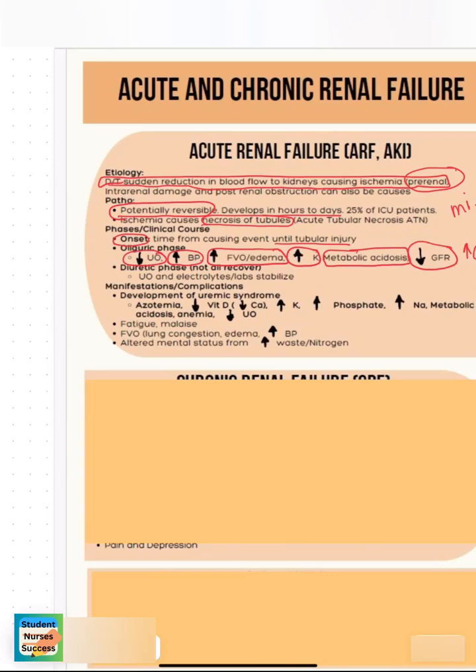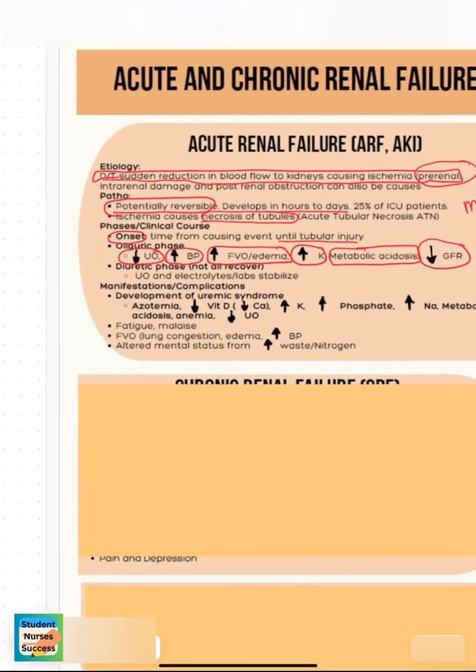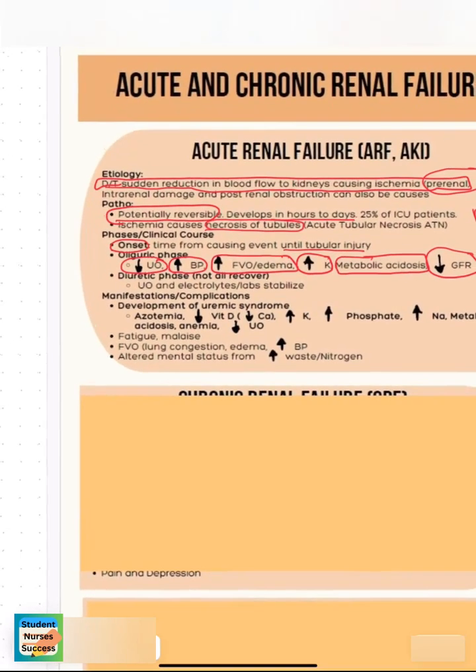Now, patients will remain in this oliguric phase. We can provide them with supportive care. We may even have to do some dialysis, and their kidneys may recover. If they do recover, they will move into what we call the diuretic phase. In the diuretic phase, we start to see the urine output increase and the electrolytes start to stabilize.